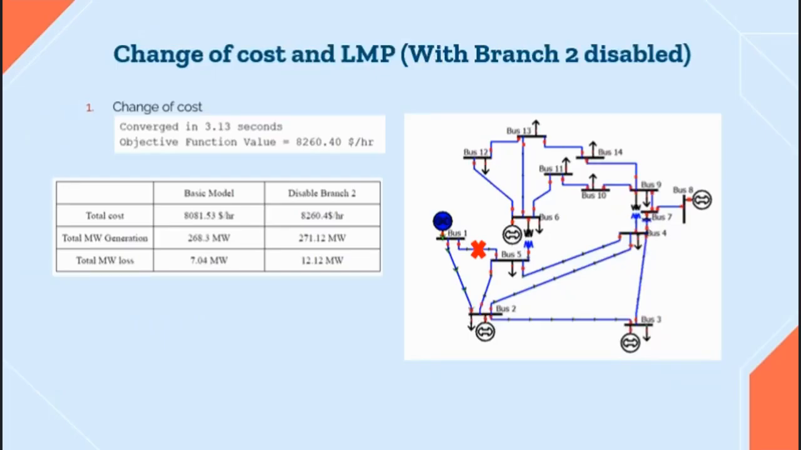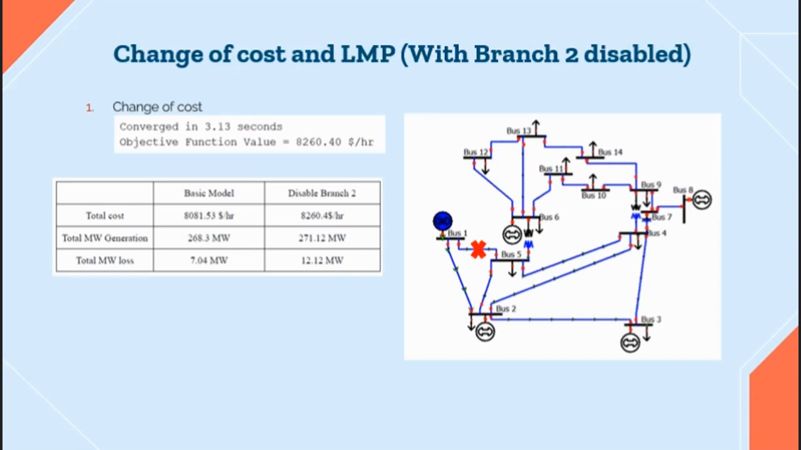In question 2, the first part, we have been told to disable branch 2, which is the link between bus 1 and bus 5, shown with a red cross on the image. As a result, we can see the total cost has risen to 8,260.4 per hour, which is a 12.12 difference, higher than the previous simulation.